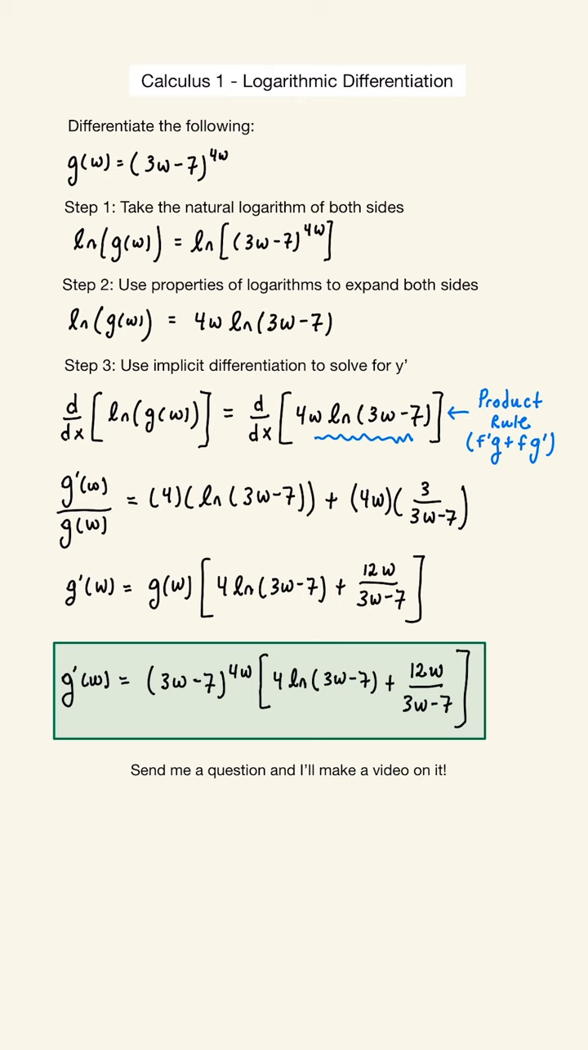The final step is we can go ahead and simplify our right-hand side and then factor in our g of w. So now we have our g prime of w written in terms of g of w. And we can go ahead and then back substitute our g of w term, and that will give us our solution for our example problem.